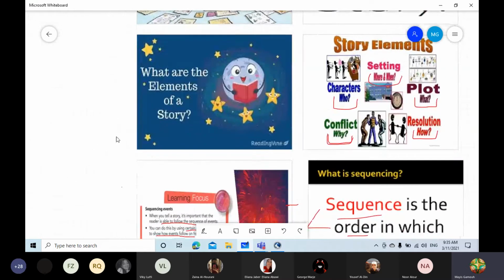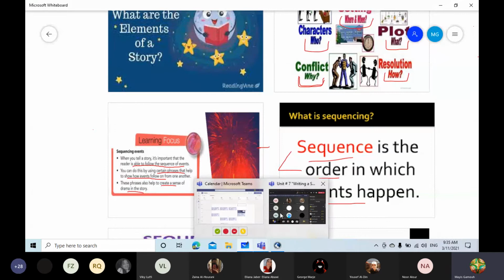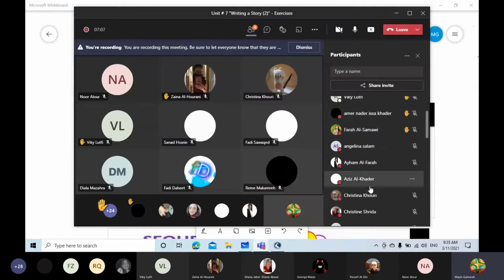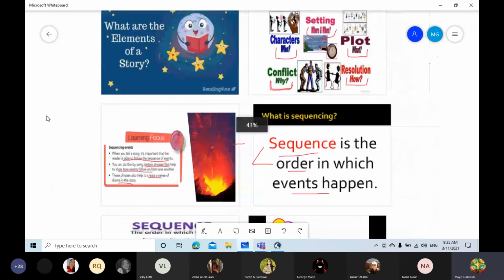We said something about the word sequence. Who can tell me what is the meaning of sequence? Farah: A sequence is the order in which events happen. So you have to put your events in the story in a certain sequence, in a certain order. Thank you, Farah.